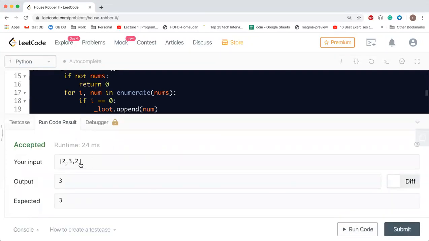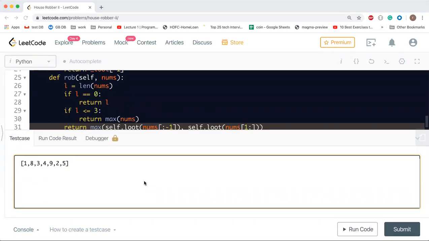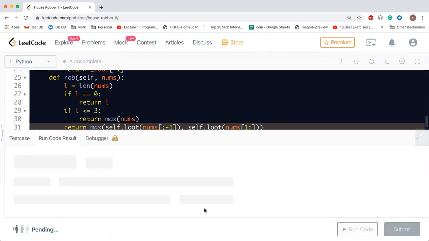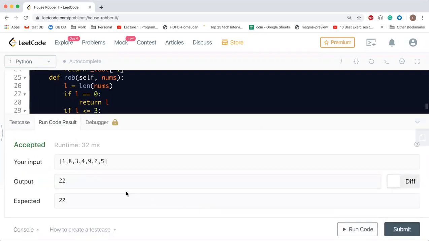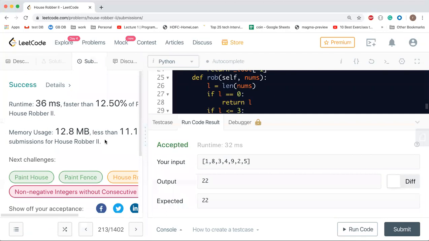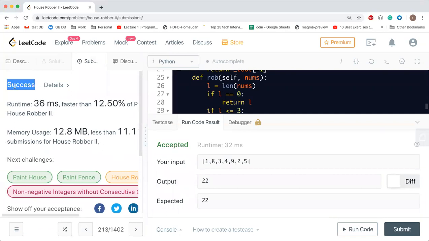For 2, 3, 2, 2 and 2 are connected, hence 3 is the answer. Let's take a look at the custom example. This is the array that I have taken where the maximum loot possible is 8 plus 9 plus 5, hence 22. Let's see. There it is, as expected. So let's submit the code and see if all the test cases are passing. Yeah, accepted. It's a success.